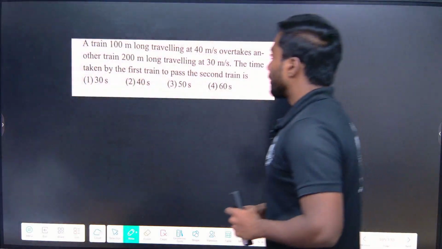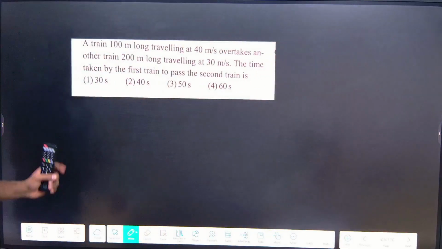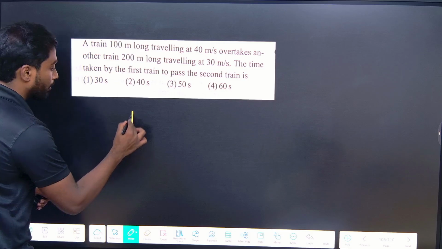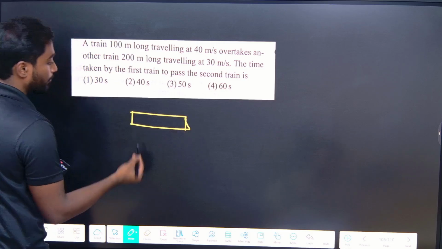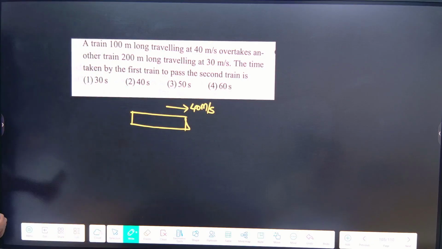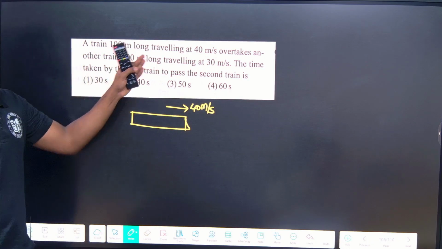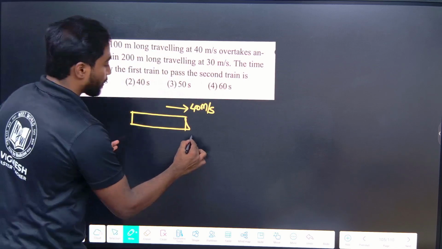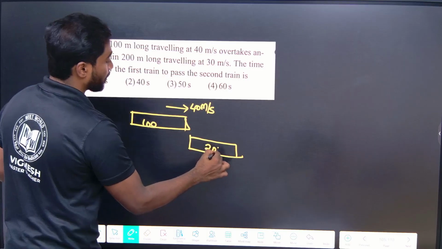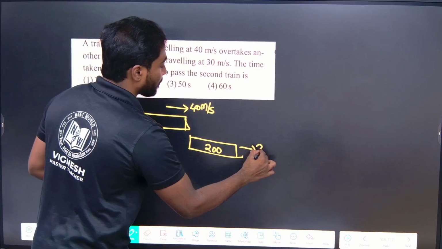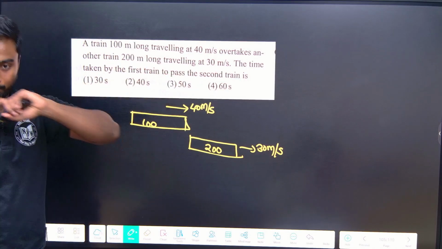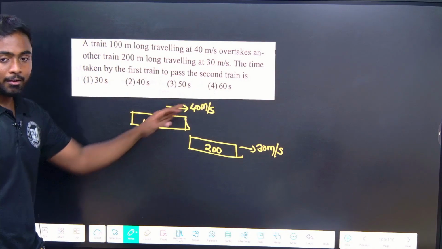Yeah. So a train 100 meter long traveling at 40 meter per second. So let me write, a 100 meter train is there, going with 40 meter per second. Another train is 200 meter long. So this is 100 meter, this is 200 meter, traveling with 30 meter per second. The time taken by the first train to pass the second train. Okay, this is the first train, this is the second train.